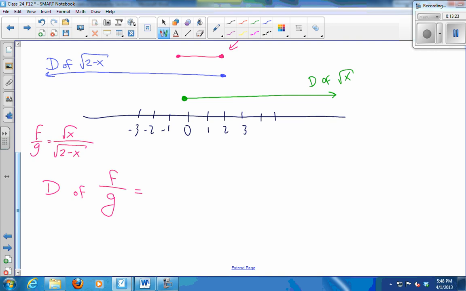But then what do I have to take out when I do the division? The 2, because I can't let the denominator be 0. So the domain of f over g is going to be 0 to 2, not including the 2. So I have one small adjustment when I do the division domain.